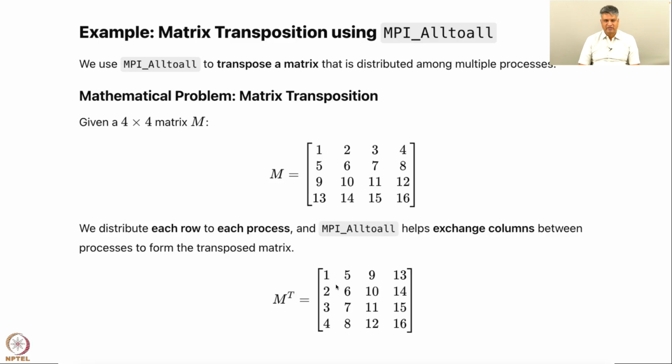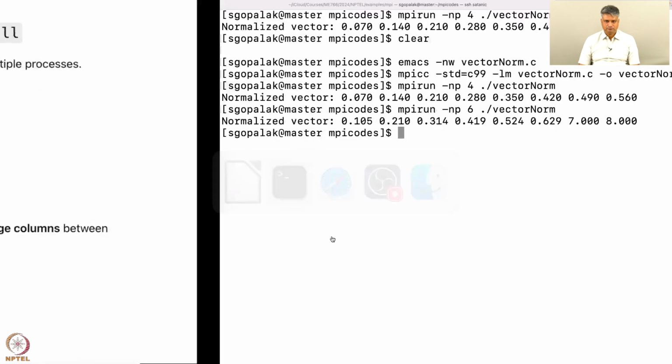The transpose of the matrix looks something like this, where the first column now becomes 1, 2, 3, 4, the second column 5, 6, 7, 8, the third column 9, 10, 11, 12, and the fourth column 13, 14, 15, and 16. So essentially what's going to happen is that we are going to exchange the columns and rows in this matrix, and MPI all-to-all helps us over here.